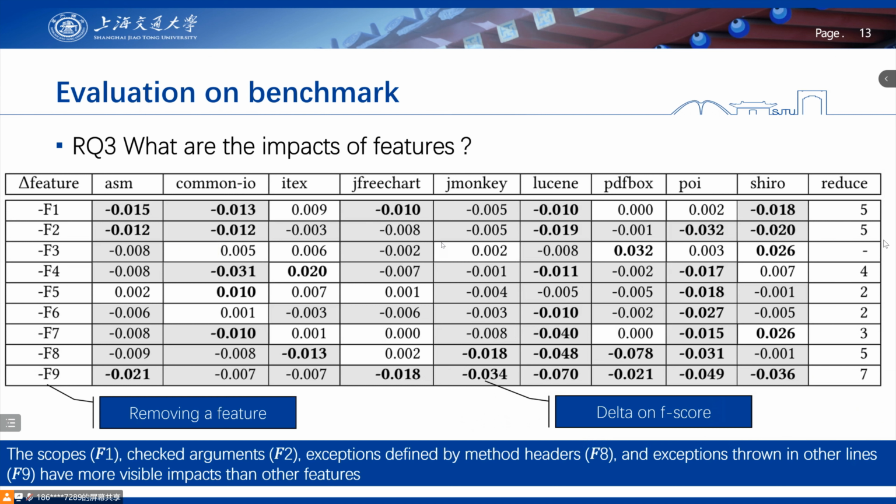In the third RQ, we remove each feature to understand its importance. Although their impacts still matter, we found that the scope, checked arguments, exception defined by method headers, and exception shown in other low code occasions have more visible impacts than other features.